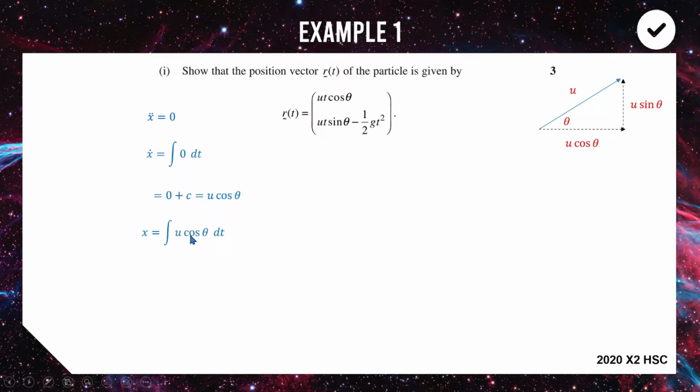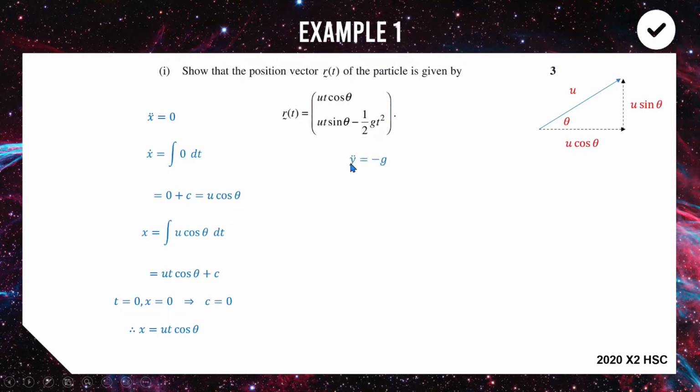So when we integrate a constant with respect to t, we just give it a t and a plus c. We'll figure out the constant with the initial conditions, that initially the particle was at the origin. So when t equals 0, x equals 0. This gives us that c is equal to 0, which gives us our x displacement u t cos theta as required in the question. Now we'll finish off by doing the same thing with the vertical component.